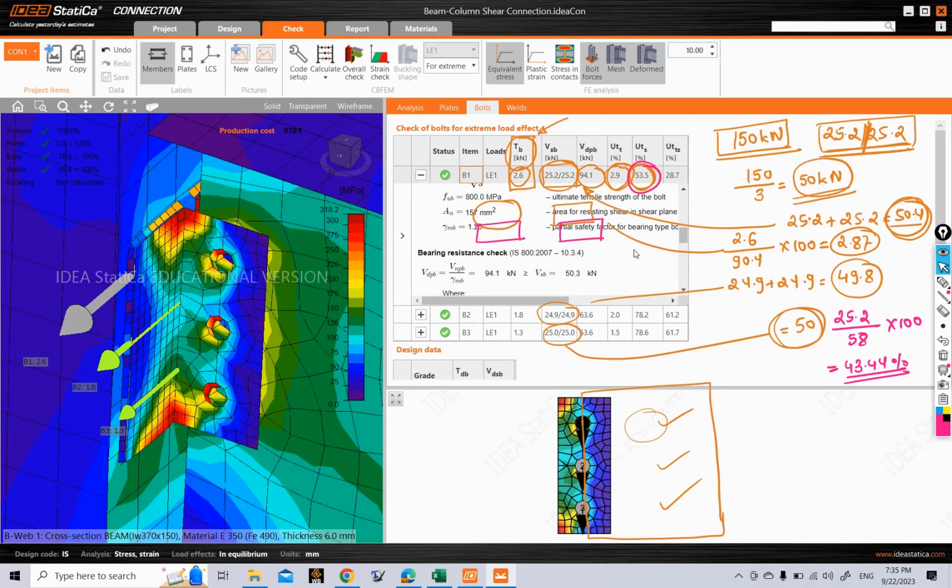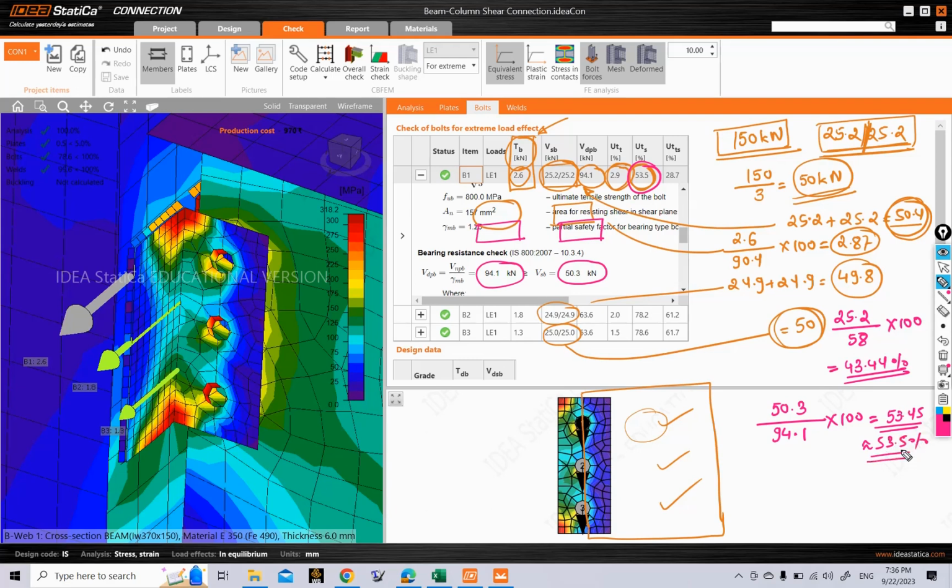So what will be the utilization in bearing? Let us see that. You can see here for bearing we have a bearing force of 50.3 kilonewton, whereas the capacity in bearing is 94.1 kilonewton. So what happens if you divide 50.3 by 94.1 times 100? What percentage do you get here? You get this to be 53.45. That means nearly equal to 53.5%.